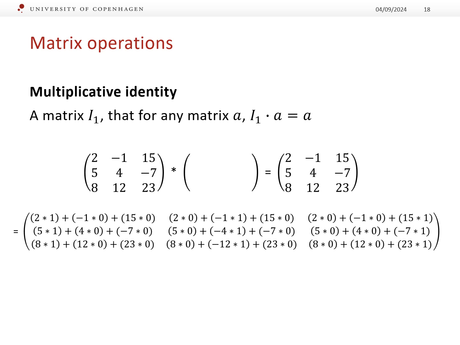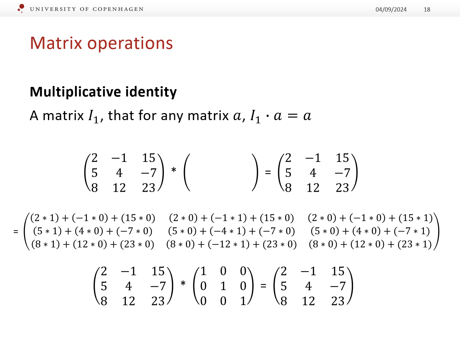Now, in order for me to get minus 1 here, I need to multiply the 2 with a 0, the minus 1 with a 1, and the 15 with a 0 again, and so on and so forth. So this is what this matrix looks like. I hope you have obtained the same one when trying to get it yourself.